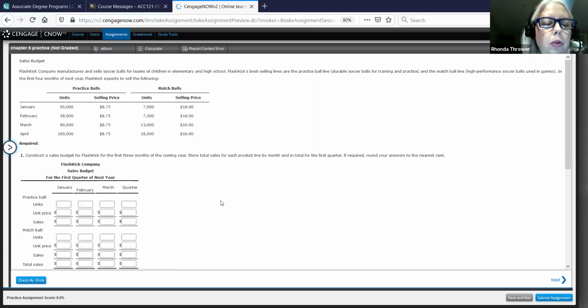What you need to do is gather information about how many units you want to sell and what the selling price of those units will be. So in this particular budget, we're going to be the Flash Kick company, and we're going to manufacture and sell soccer balls for teams of children in elementary and high school.